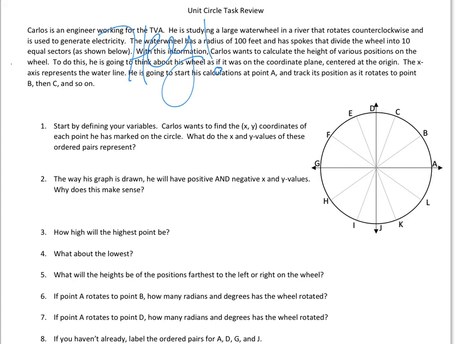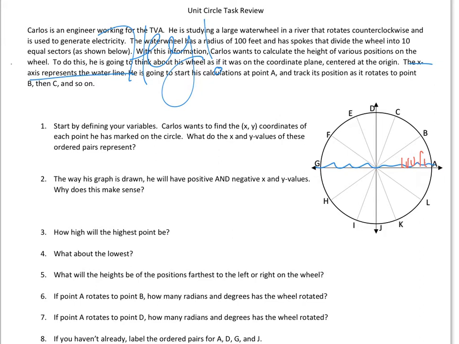So, the key to this problem is that the x-axis is on the water line. It mentions that there, so this is the water. And the radius is 100 feet. I'm not going to write all of my answers out. I'm going to abbreviate just because it's hard to write in this small space. But for the first question, it's asking, what do the x and y values represent?